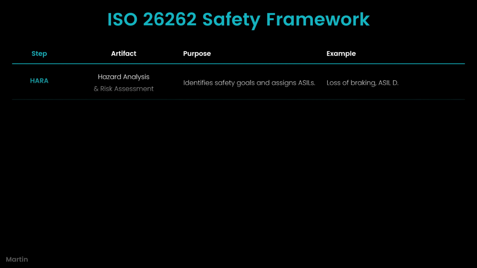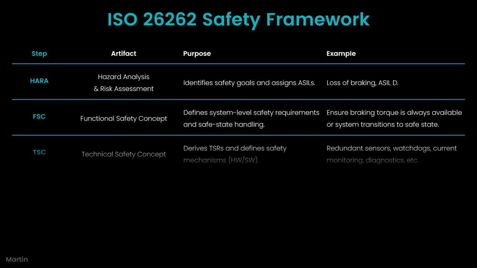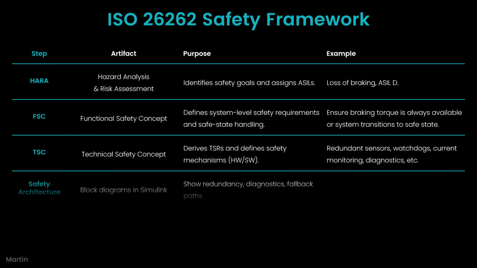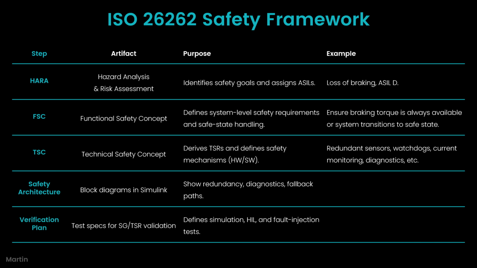Here's the ISO 26262 Safety Framework, which provides a structured approach to developing safety-critical automotive systems. It begins with the hazard analysis and risk assessment, where potential hazards are identified, classified, and used to define safety goals. Based on these goals, the functional safety concept specifies what safety functions are needed to achieve them, while the technical safety concept defines how these functions are implemented in hardware and software. The framework also includes the development of a safety architecture, which organizes system elements to meet safety requirements, and a comprehensive verification and validation plan to ensure that all safety objectives are met throughout the development lifecycle.